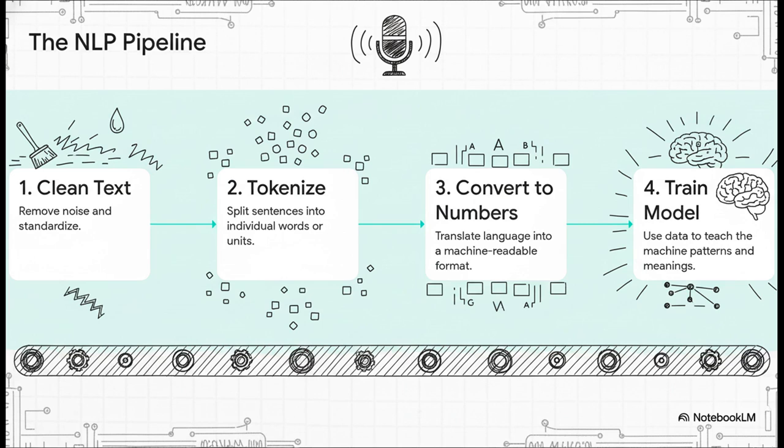The best way to think about it is like an assembly line, but for language. First, you take the raw text, then you clean it all up, then you chop it into individual words. After that, you have to convert those words into numbers. And finally, you feed all of that processed data into an AI model to train it.